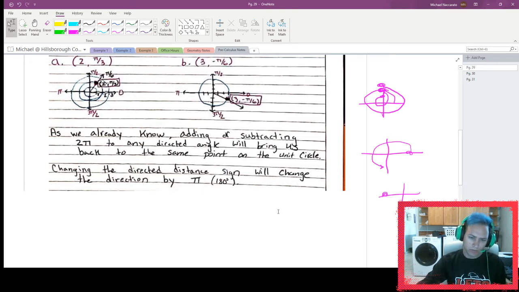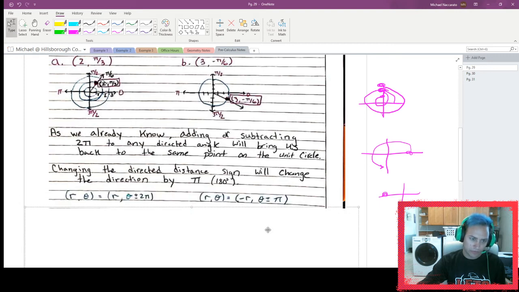To make that make a little more sense, I wrote out the 2 formulas here. So the polar coordinate (r, theta) is equal to (r, theta plus or minus 2 pi n), and you can keep adding or subtracting 2 pi from it over and over, n times. We also know that the polar coordinate (r, theta) is also equal to (negative r, theta plus or minus pi). So you can switch the sign once on the radius and then only add pi one time or subtract pi one time. So let's look at an example of that.